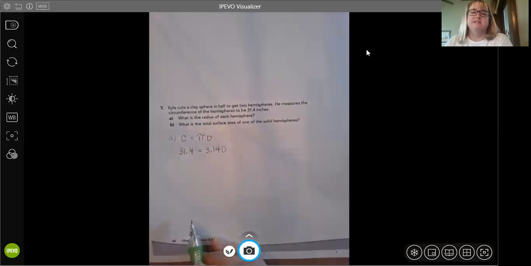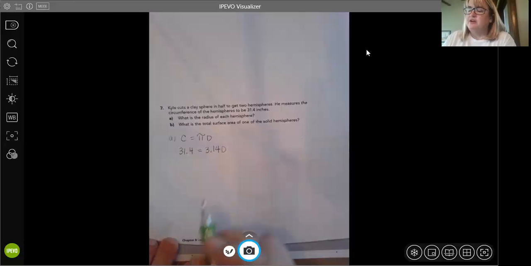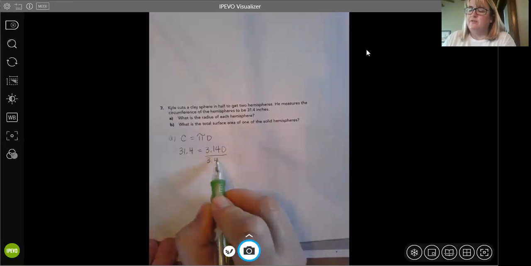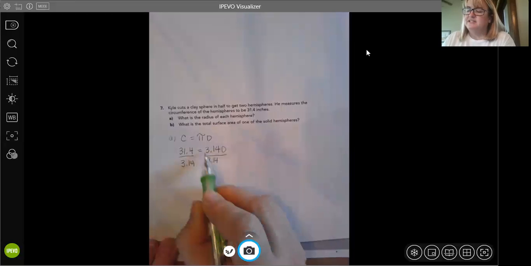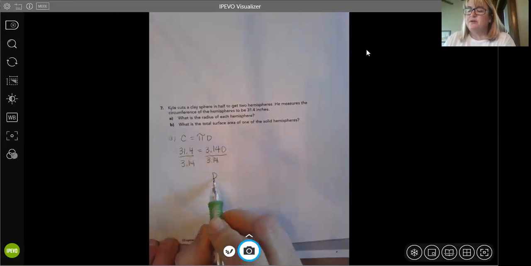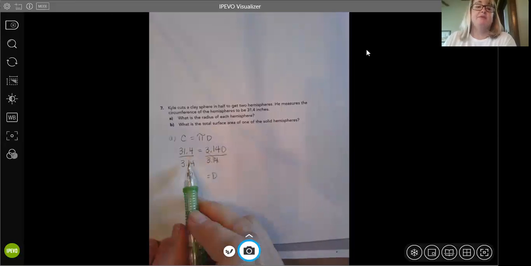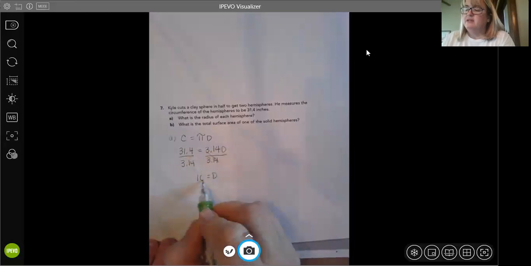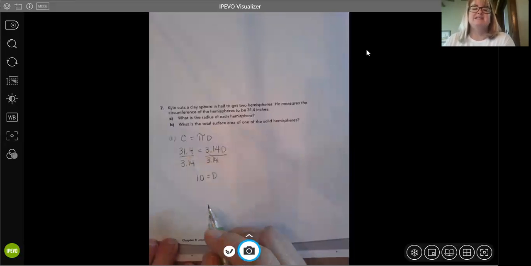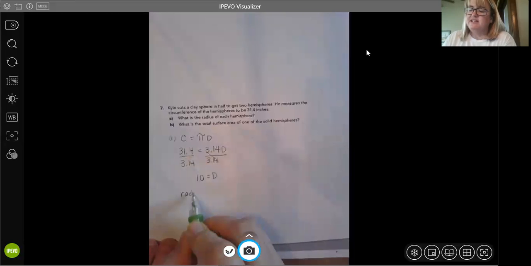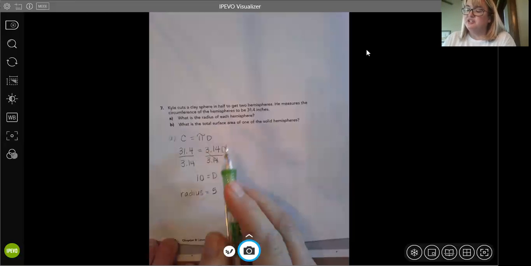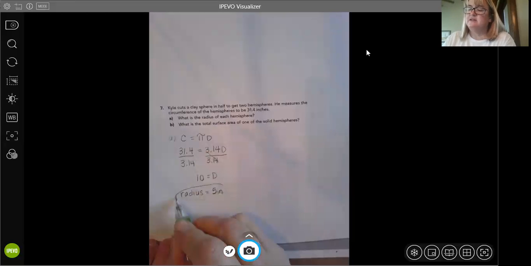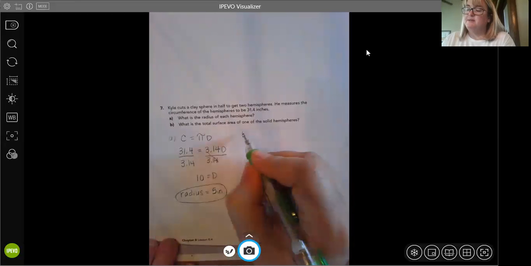So now we've got a nice little one-step equation. To find diameter, I'm going to divide this by 3.14, and I'm going to divide this side by 3.14. That cancels out, leaving the diameter. 31.4 divided by 3.14 is 10. The diameter is 10. But A does not ask for the diameter. A asks for the radius. And if the diameter is 10, then the radius is half of 10, which is 5, and it is inches. The radius is 5 inches. All right, that's A. Let's look at B.